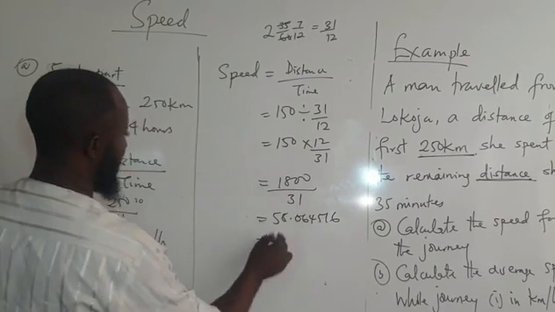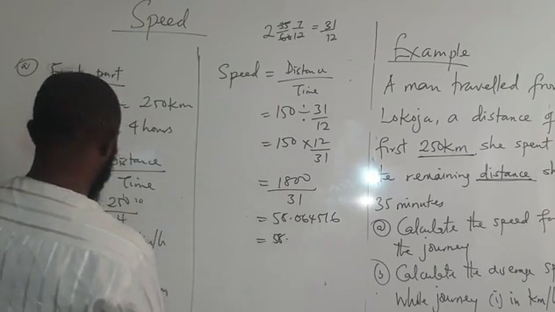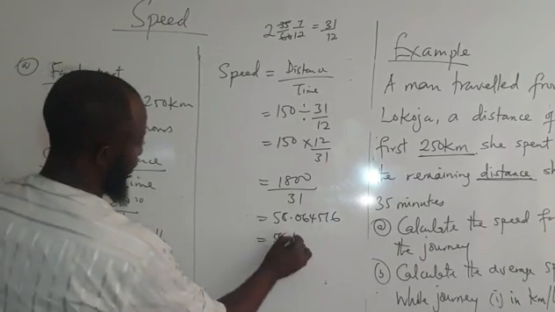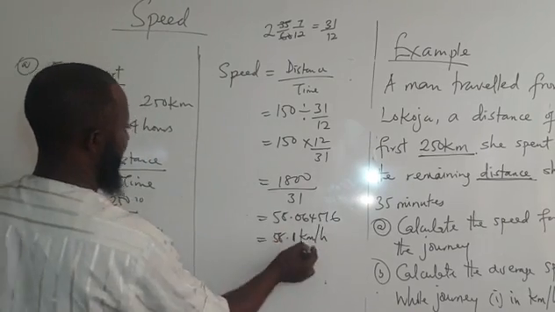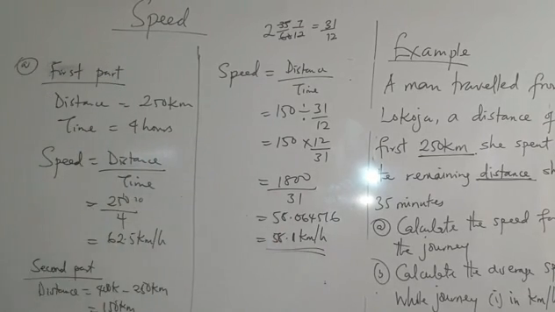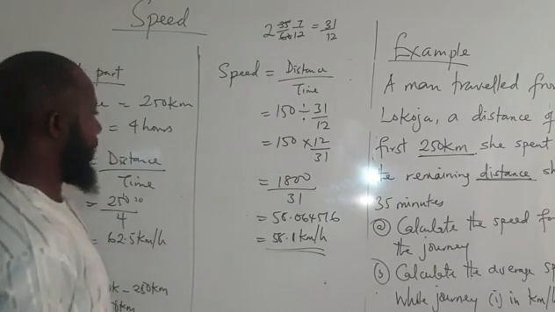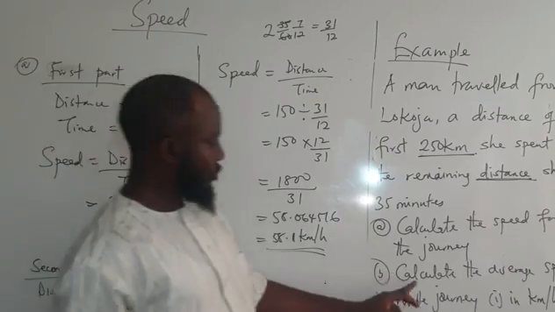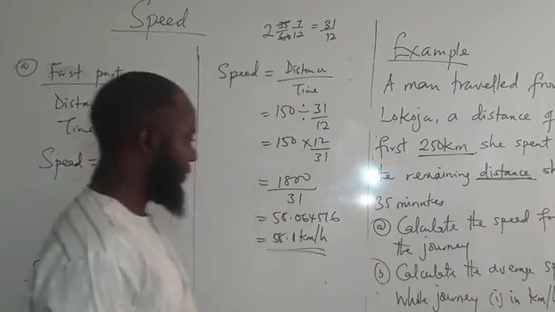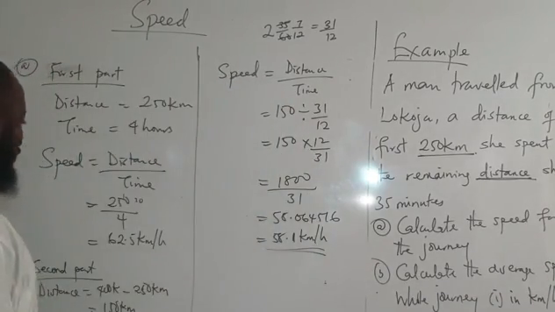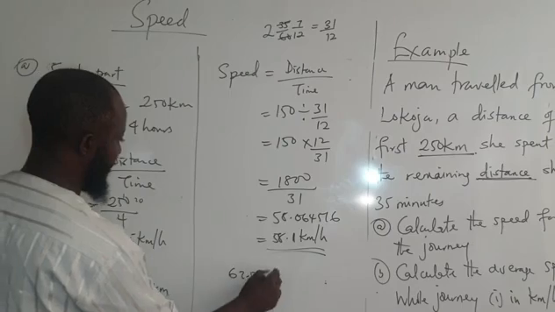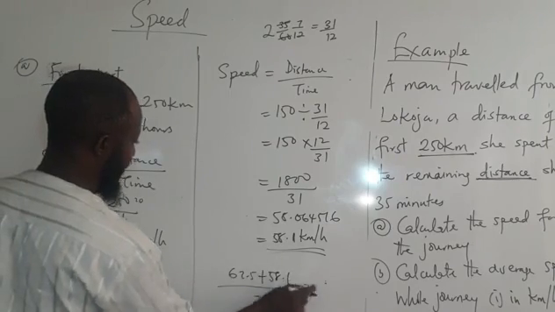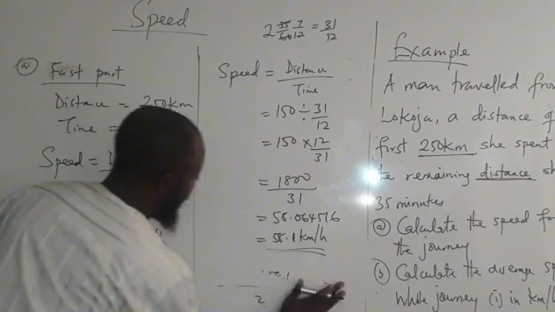So we can approximate about 58.1 kilometers per hour. So that is the first part. The second part of the journey. Now the last part asks us to calculate the average speed for the whole journey. That doesn't mean that we're going to add 62.5 plus 58.1 divided by 2. This will be wrong. So you have to follow the normal process.